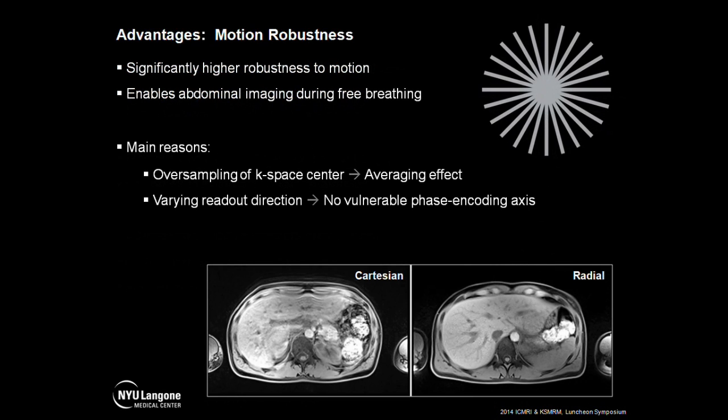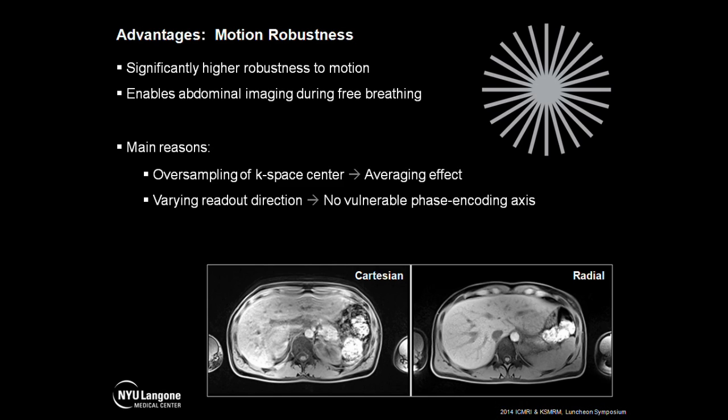And why should we do that? What's the advantage of this radial sampling scheme? The key advantage of radial sampling is that it's much more robust to motion artifacts. And you can see this in this figure shown on the bottom of the slide. This is a liver scan which has been acquired during free breathing. On the left side, a Cartesian sampling has been used, and in this case, you can see strong motion artifacts or respiration artifacts. On the right side, the same sequence has been used with radial sampling, and in this case we still get acceptable image quality, although this was done during free breathing.